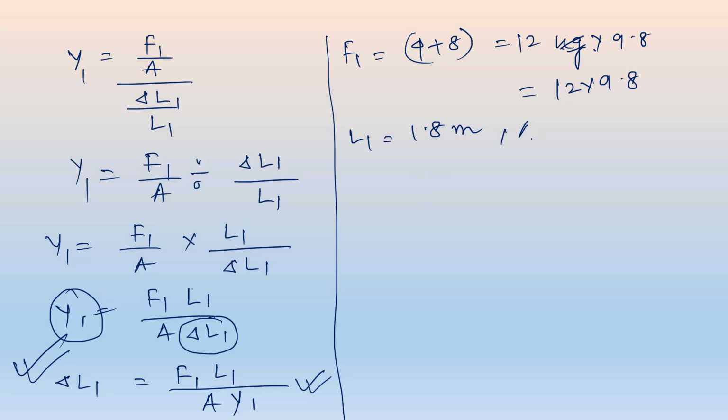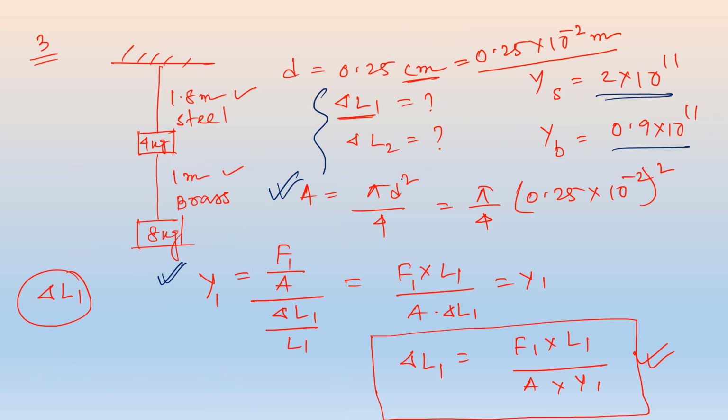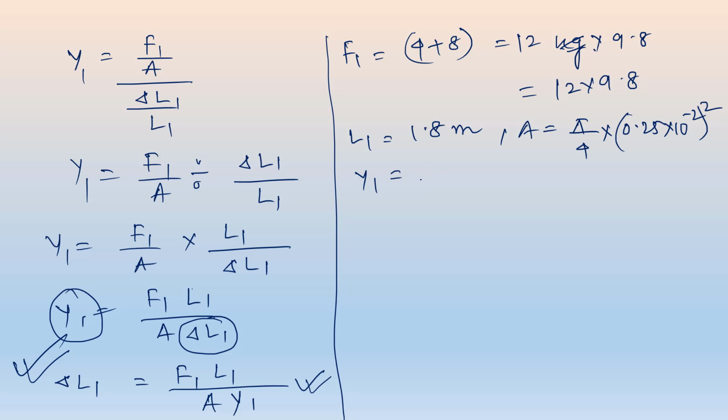In this case, the area is given as pi by 4 into 0.25 into 10 to the power of minus 2, that whole squared. And what is the value of Y1? That is 2 into 10 to the power 11 Newton per meter squared. I have to substitute all of the values over here. So this is not a very tough question.